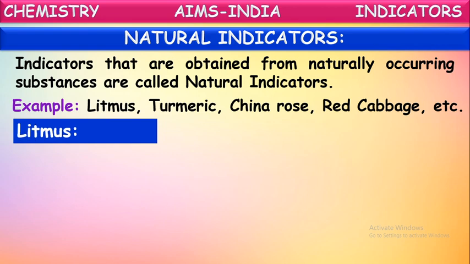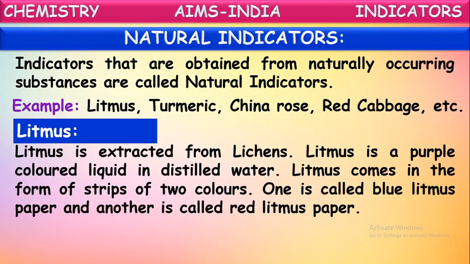See the first one, litmus. This litmus is extracted from lichen. It's like a fungi and algae. From these, this litmus is extracted. So it is obtained from natural substances, so it is a natural indicator. This litmus is a purple color liquid when dissolved in water.